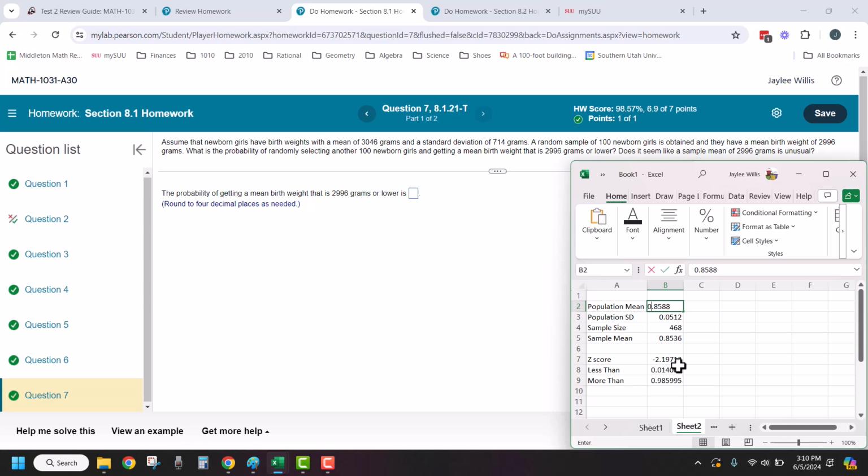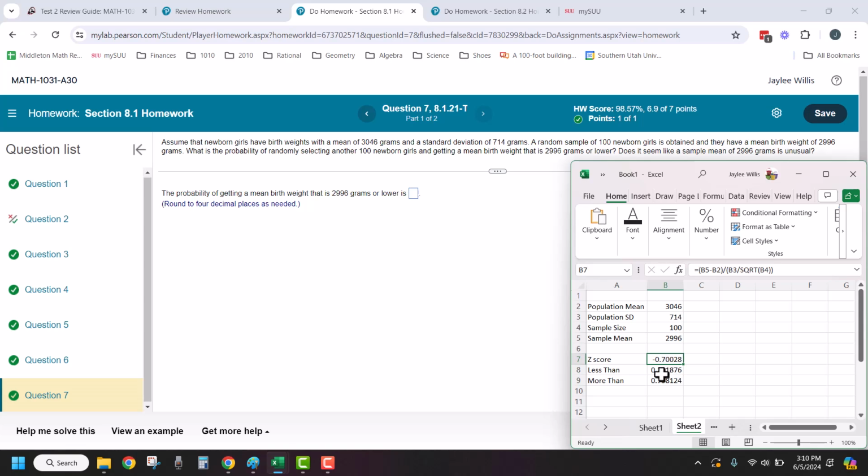So in this case, the population mean was 3,046. The population standard deviation was 714. The sample size is 100. And the sample mean was 2,996. So that tells us that the z-score is almost a full standard deviation below the actual mean. We knew that it was below because the sample mean is smaller than the population mean, but the z-score tells us exactly how many standard deviations below the mean it is.